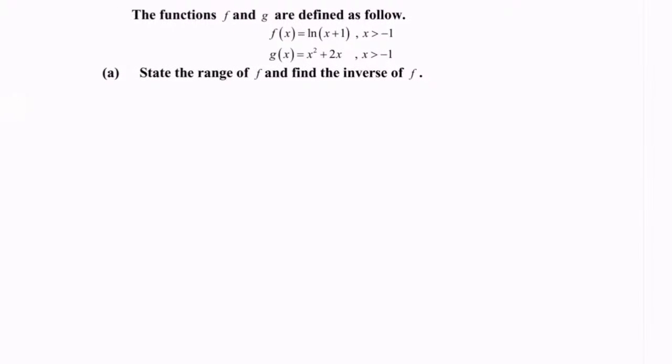Question yang keempat. Okay? Question yang keempat. X greater than negative 1. The second function is gx, which is equals to x squared plus 2x. And the domain given is x greater than negative 1. State the range of f. And then find the inverse of f.